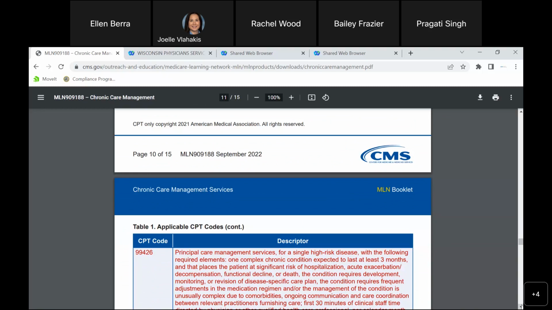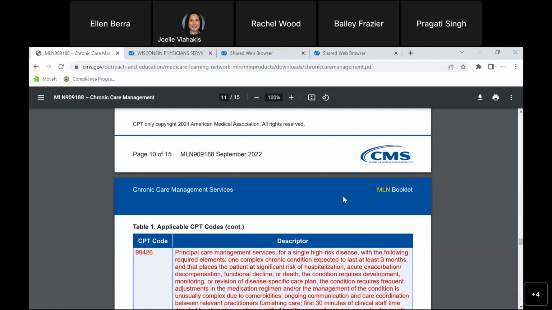Rural health clinics and federally qualified health centers can only submit the G0511 procedure code, but they can submit that code and it is paid separately from their all-inclusive rate or their prospective payment system. It is paid under the non-facility rate under the Medicare physician fee schedule. A hospital outpatient can submit the procedure code 99490, which is the clinical staff procedure code for the chronic care management.